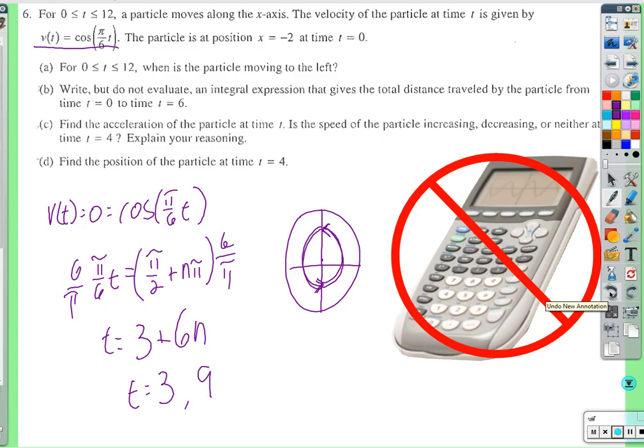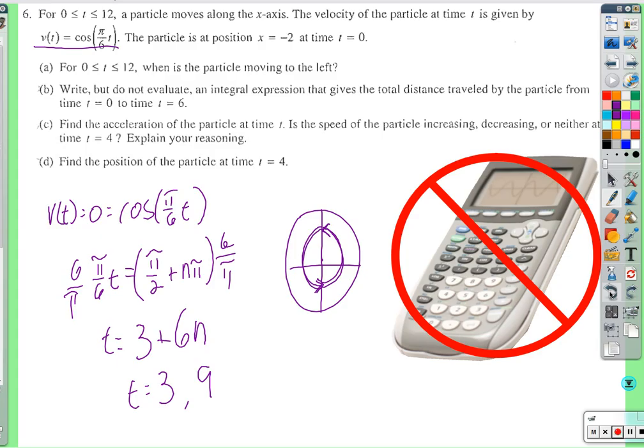So we've got to figure out where it is moving left. It might be moving left between 0 and 3, it might be moving left between 3 and 9, and maybe between 9 and 12. So we just got to test all three of those. Don't have a calculator for this one. At t equals 0, it's negative. Okay, it says the position is negative.